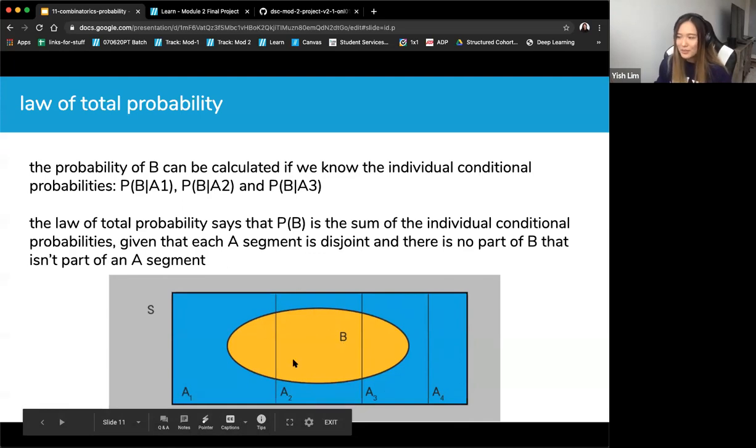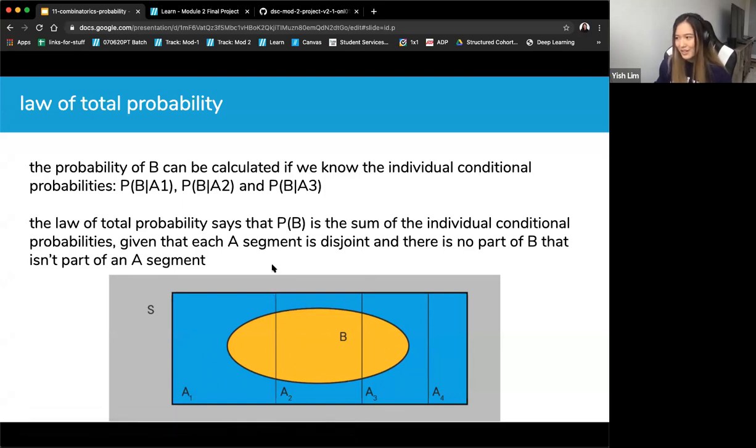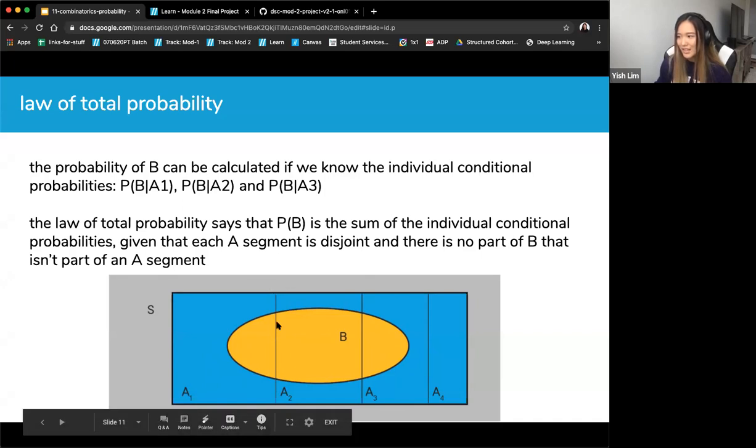So the law of total probability is if you don't know what B is, but for some reason, you know the probabilities of B given A1, B given A2, and B given A3, and technically B given A4, you can find the probability of B.